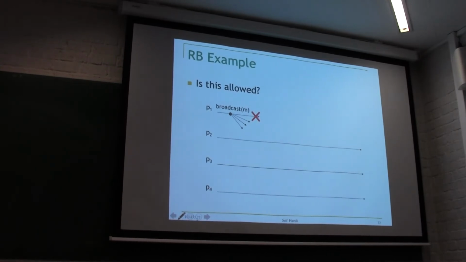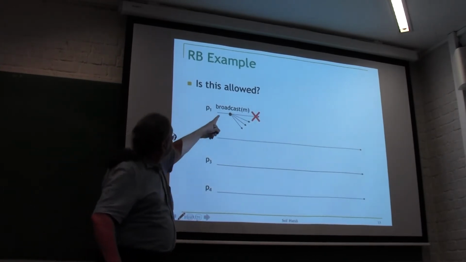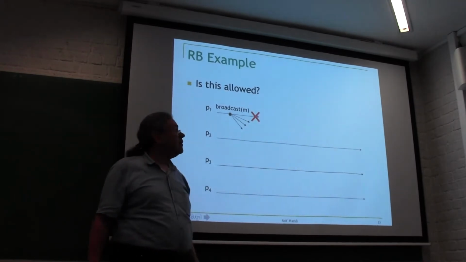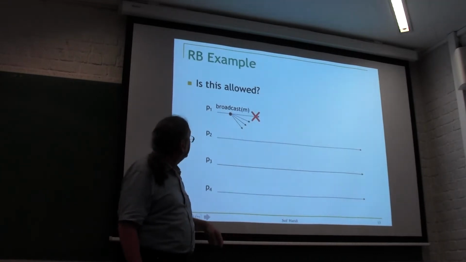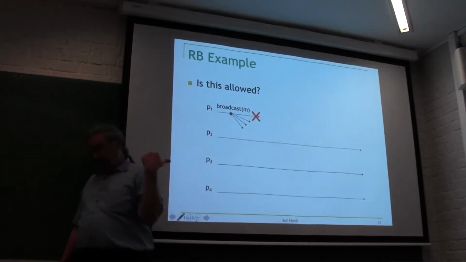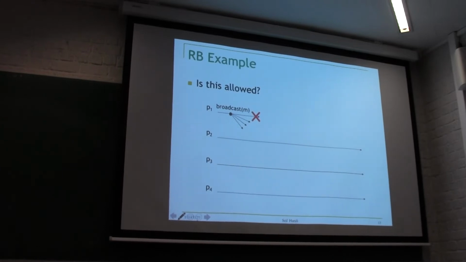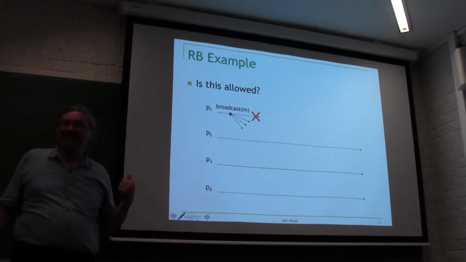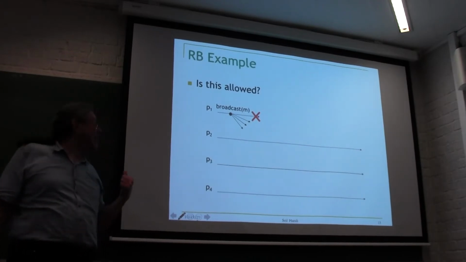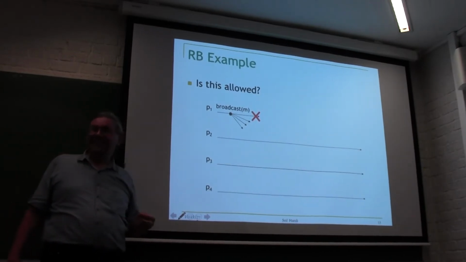Here's a possibility. P1 broadcasts M and then crashes, and nobody else gets it. P2, P3, and P4, all of them are correct, but none of them gets it. Is this okay? Is this allowed? What do you think? Is it satisfying the previous? Remember the if condition? Yes? Why? Because no one got it. You have to say more than that. No one gets it, yeah, I see that. No one delivers and the sender is crashed.